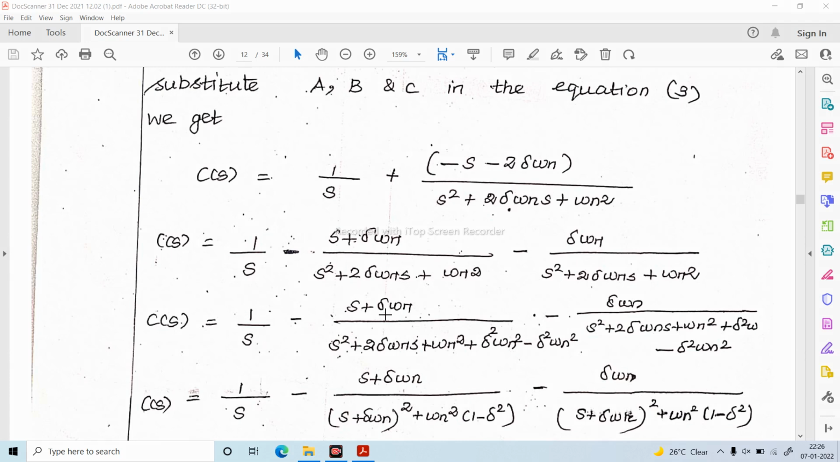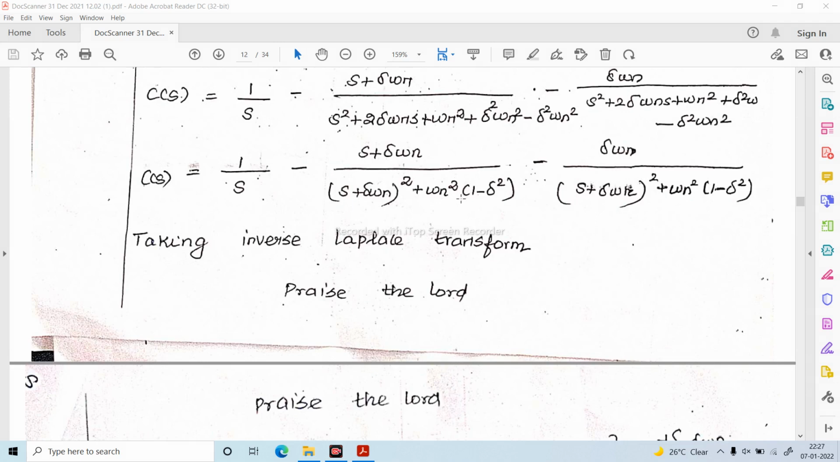And next, 1 by s plus delta omega n. Here the numerator s plus delta omega n is there. In a similar manner, I can change the denominator term also. So how to change it like s plus delta omega n something? For this, I am going to take the equation s square plus 2 delta omega n s plus omega n square. Take the center term, divide it with 2, and add the square of this and subtract the square of this. So add means delta square omega n square minus delta square omega n square.